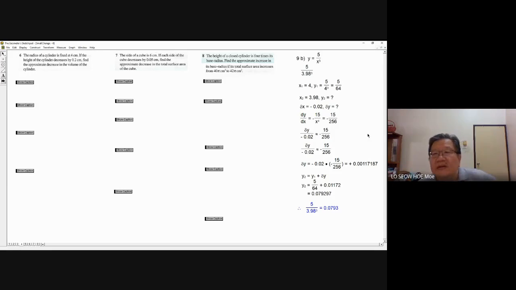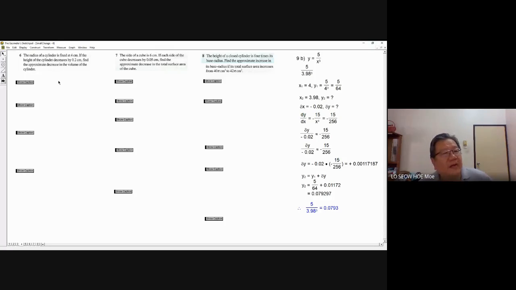We have here another question which is the approximation. This asks you to find the y2. That is 9b. 9b is the same as 9a, but there's a slight difference. I won't explain 9b yet. I explain number 6 first. Then we compare again with 9b and see the difference between small change and approximation.